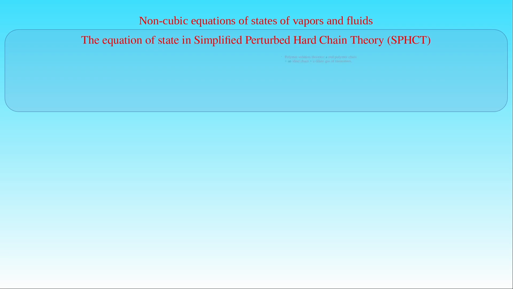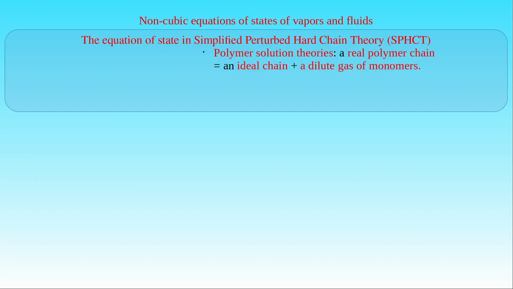Polymer solution theories lie on the assumption that we can consider a real polymer chain as composed of two components, an ideal chain providing the entropic contribution to the system and a dilute gas of monomers providing the energetic contribution to the system.